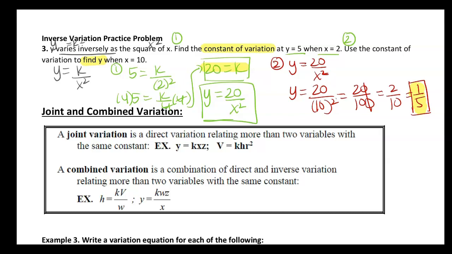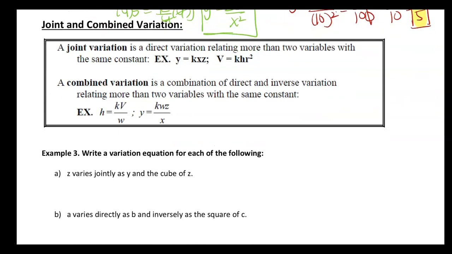Okay, let's take a second and look at the last piece of this, which is joint and technically combined variation. A joint variation is a direct variation relating more than two variables with the same constant. For instance, if you had y equals k times x times z, or v equals k times h times r squared. If you see something in your directions saying you're going to be multiplying two things, that's what it means to have a joint variation.